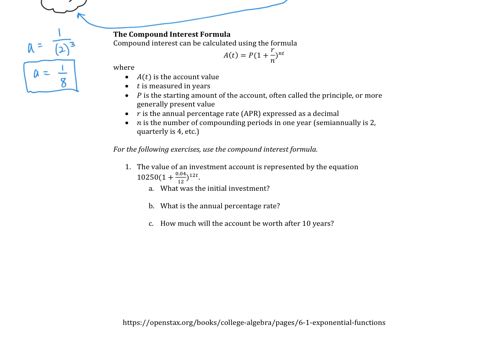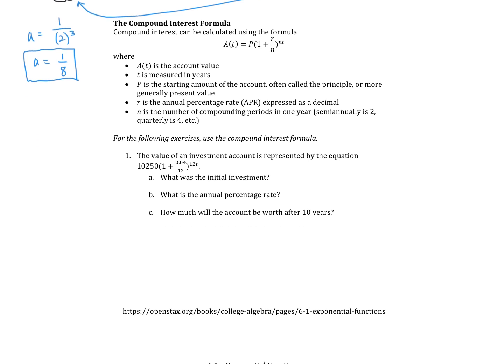We also want to talk about the compound interest formula. The compound interest formula is a special case. It's dealing with money. So here are what the variables mean. A of t is the account value. That's the account value at the end of whatever period you're looking at.